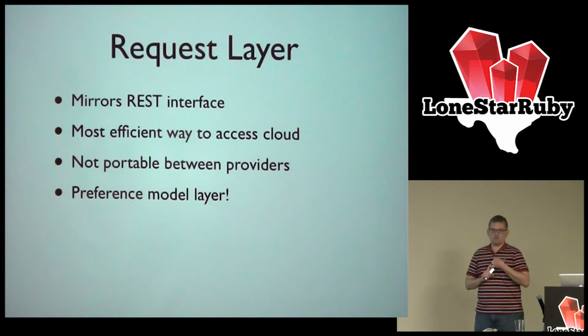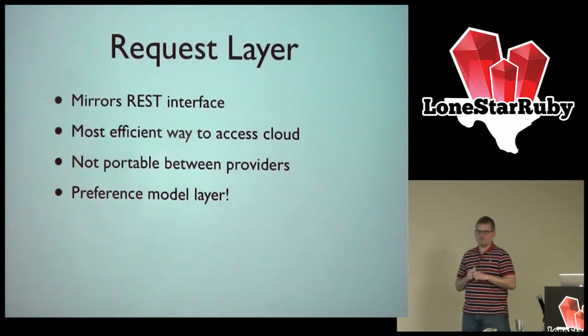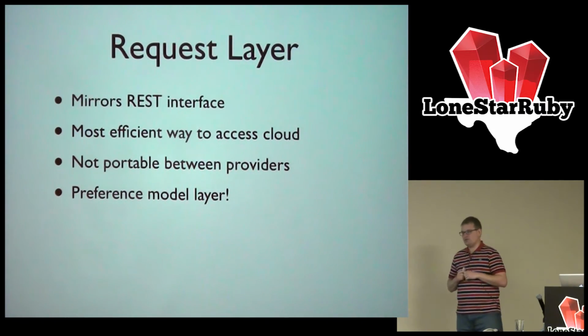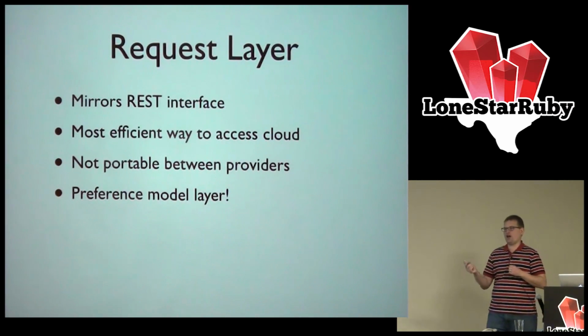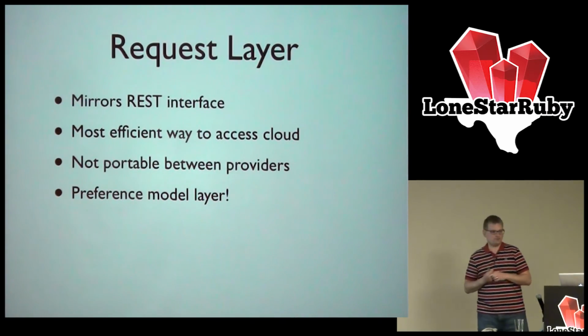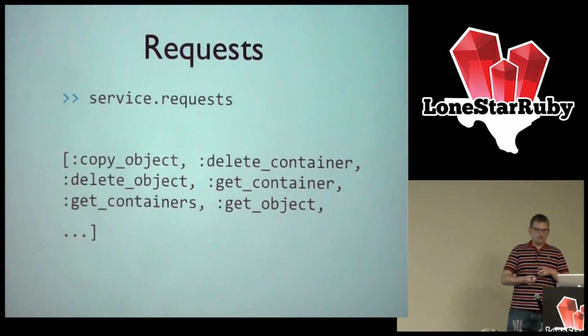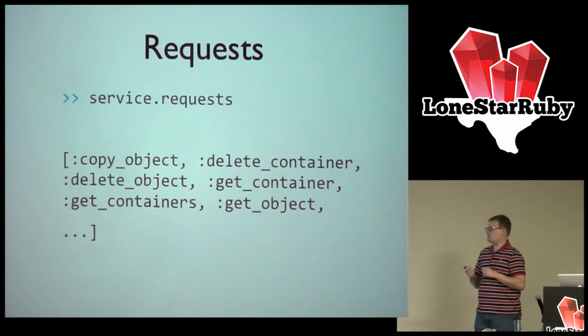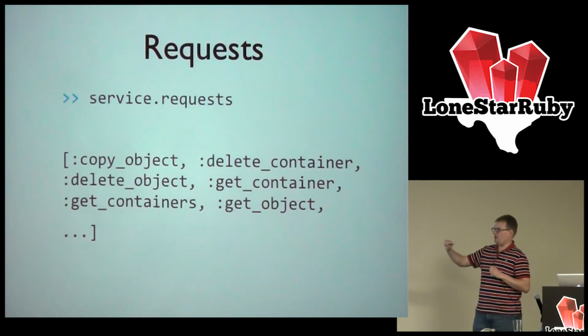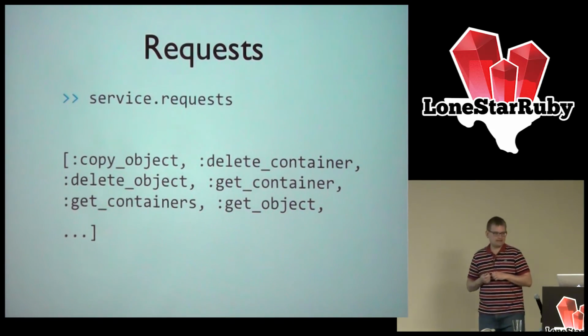And for that reason, that's why Paperclip and Carrier Wave and Puppet and Chef all prefer the model layer, and you should too. The only reason you'd actually ever want to use the request layer is if there was a feature in your cloud that was not available through the model abstraction. And to see the list of requests that are available for a service, we can do service.requests. You can see these are some of the methods that are available for the storage service that Rackspace has.